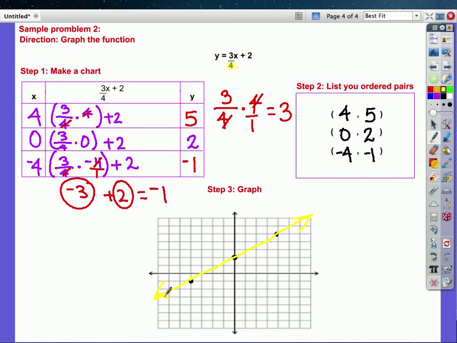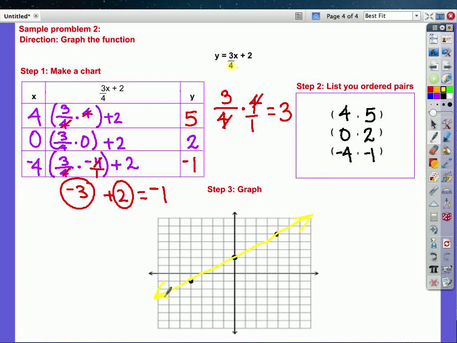That's it. Do you have any questions about this problem? Any questions? Okay, so now all you have to do is just do your homework. Please do not disappoint me or yourself by not doing your homework tonight.